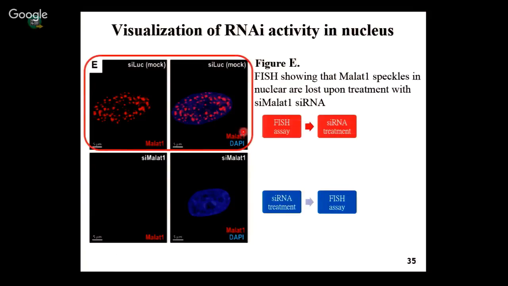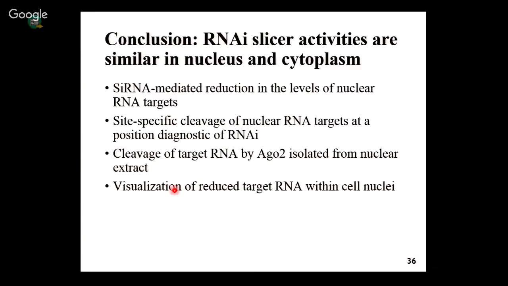In the upper panel, we can see that the FISH assay performed before siRNA treatment shows the MALAT1 in the nucleus. Here, the nucleus is stained by the DAPI. While in the lower panel, we can see that the MALAT1 are not present in the nucleus after the siRNA treatment. So I will make a small conclusion here.